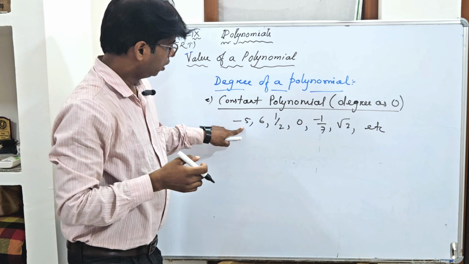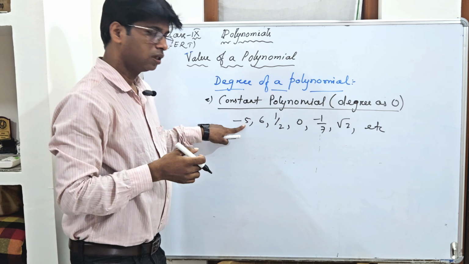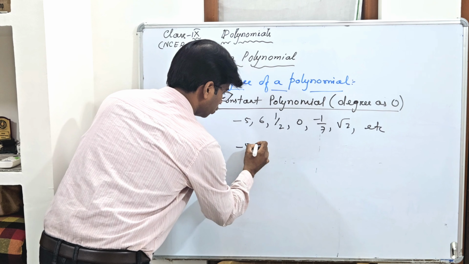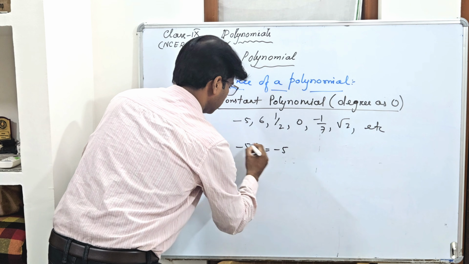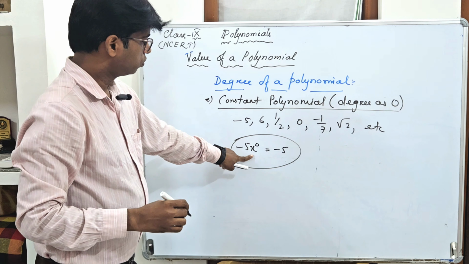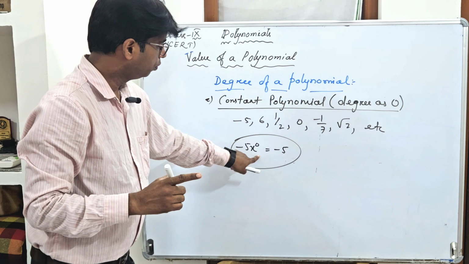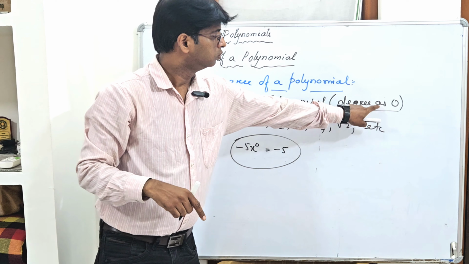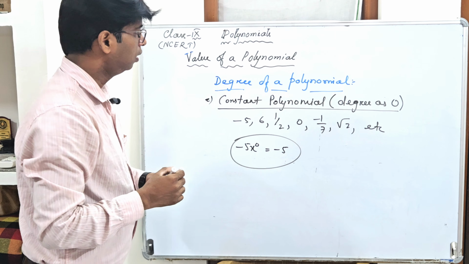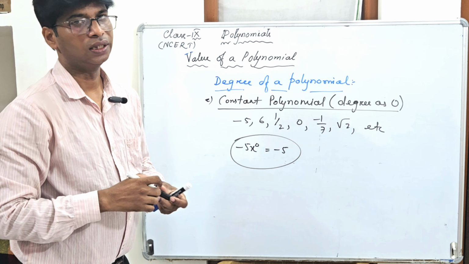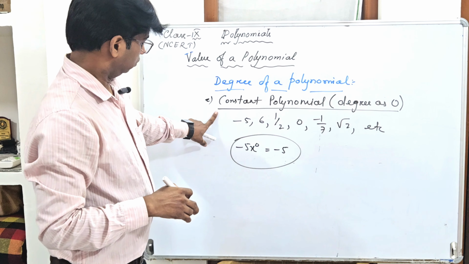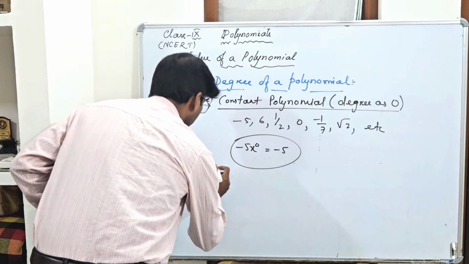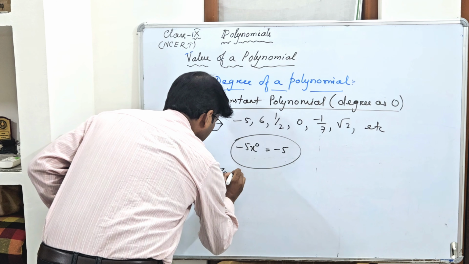Can you find any variables attached to these constant terms? No. Why? Because minus 5 can also be written as minus 5 x to the power 0, which is equal to simply minus 5, isn't it? Because x to the power 0 is 1, so minus 5 into 1 will be minus 5. And here x to the power 0 means the degree is 0. The constant polynomial is a polynomial which has 0 as the degree. That's why it is known as constant polynomial. So let us go to another polynomial, that is the zero polynomial.